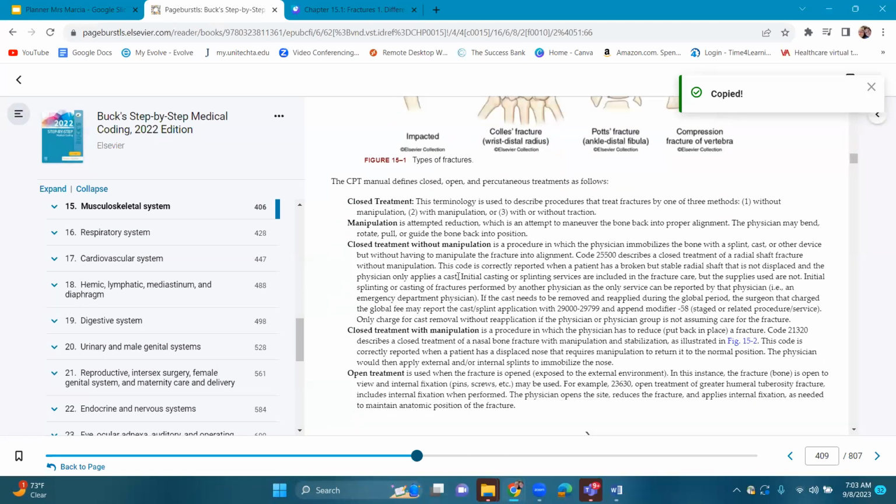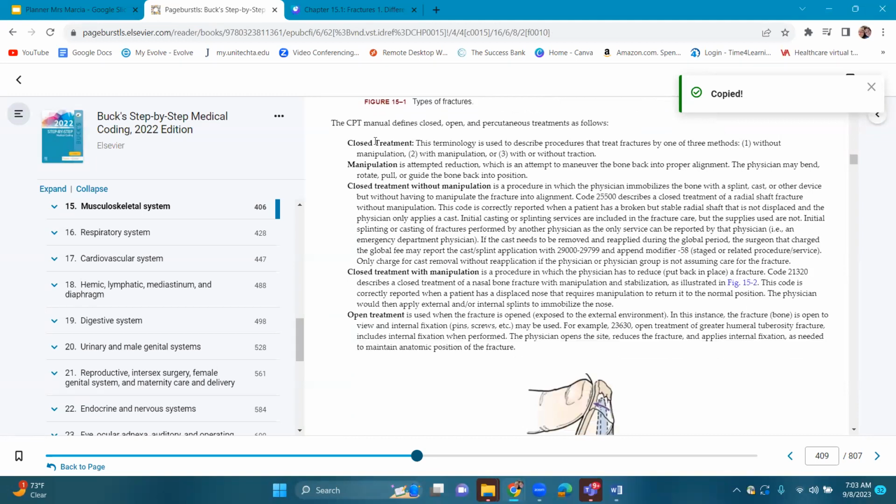All right, I'm going to encourage you to really pay close attention to closed treatment, manipulation, all of this area. You need to pay close attention to all of it, but really get you some index cards and start writing down these key terms and their meanings. Start highlighting in your CPT when you see these things.